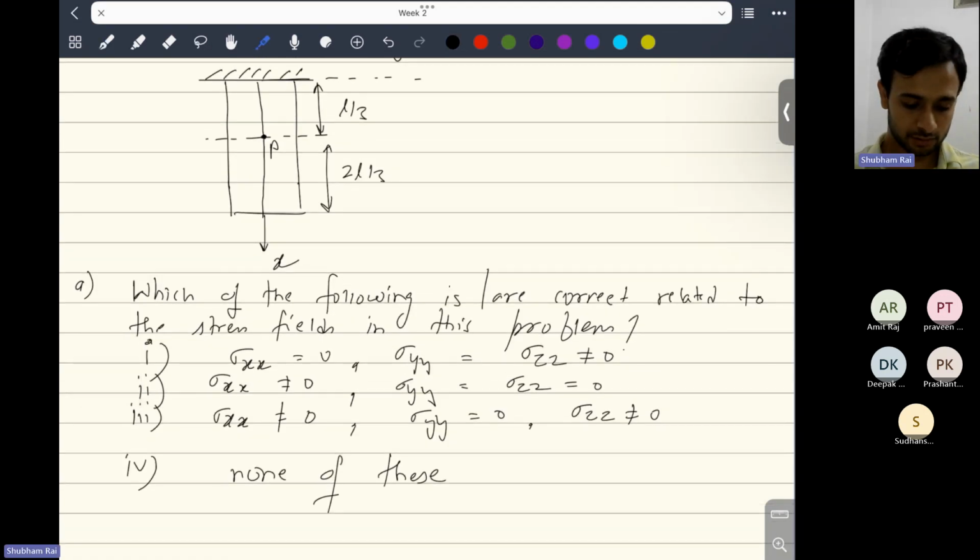Which option is correct? So since the body is deforming due to its own weight, there will be force along x direction only. And if you consider this plane, on this plane there will be traction along this direction. That's why there will be stress, sigma xx. And all other stresses will be zero because there's no traction in other directions.